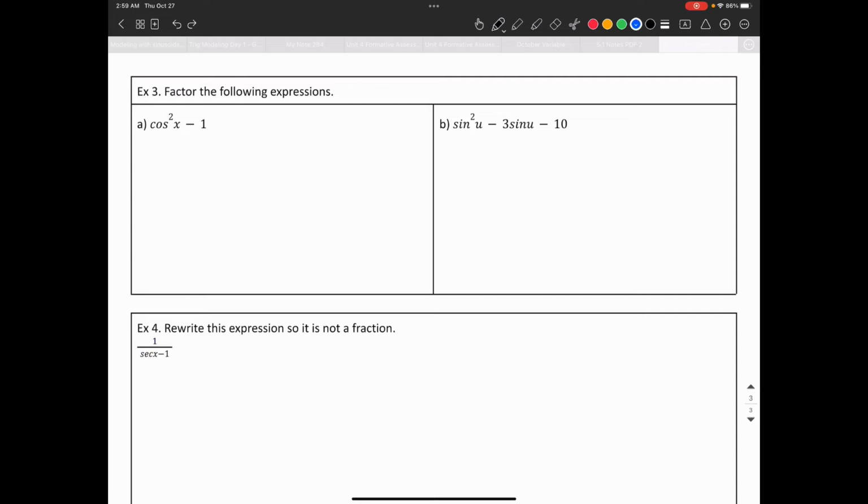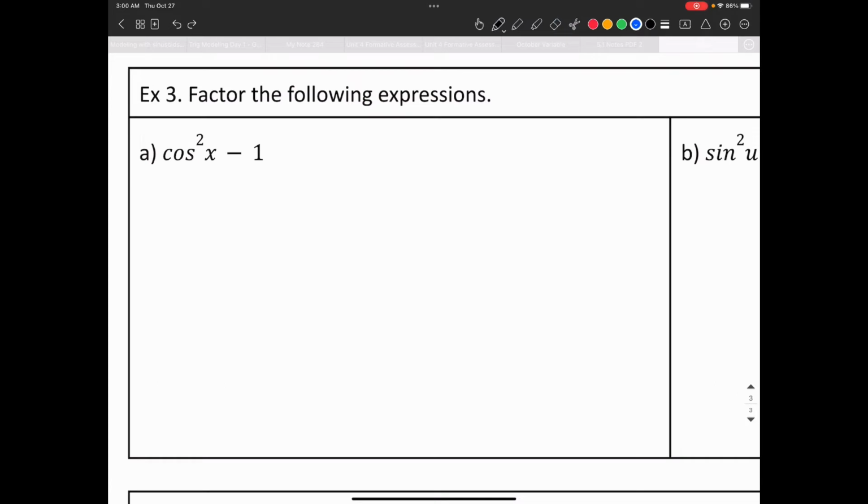In this video, we're going to talk about factoring trig expressions and rewriting trig expressions as different things, not just simplifying them. For example 3, I want to factor the following expressions. So I'm going to start with this one. And what I need to be able to notice about something like this is that this is the difference of two squares.